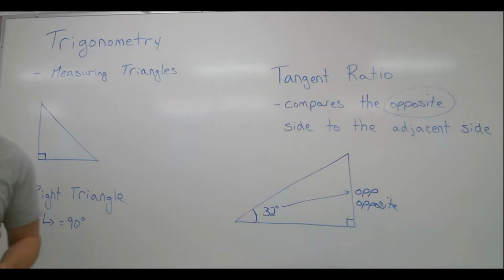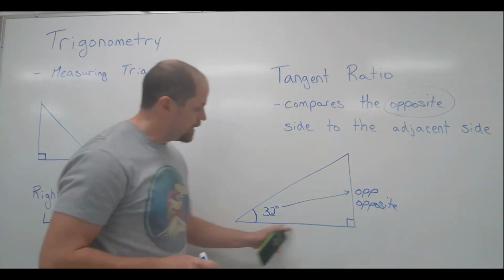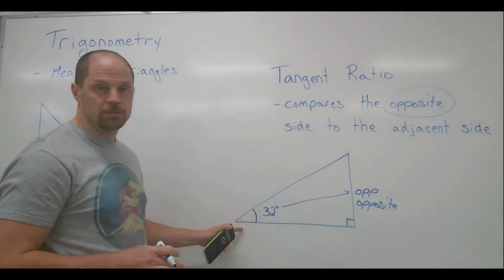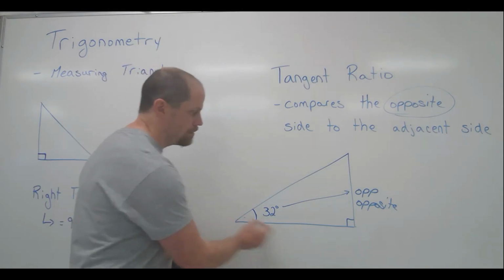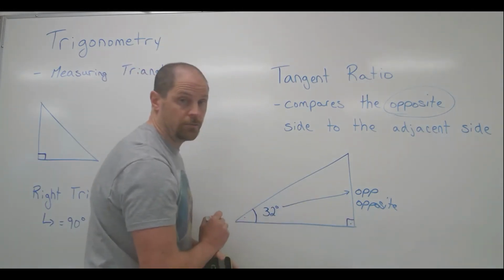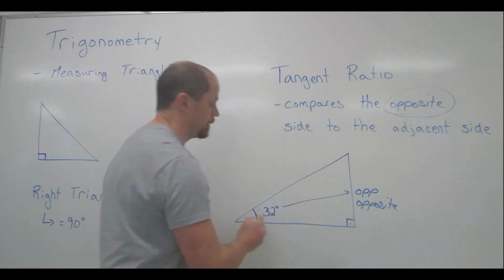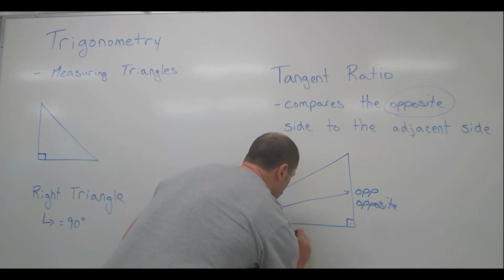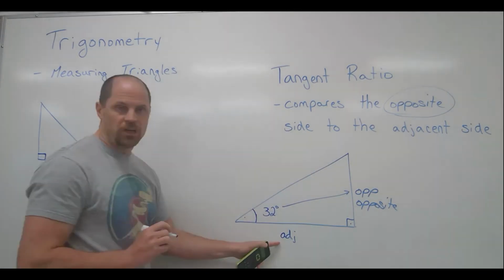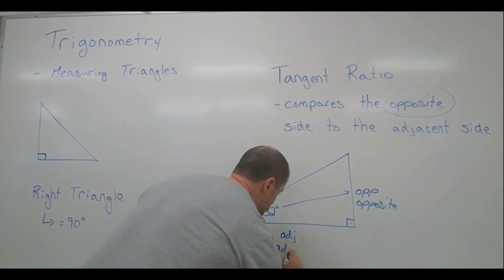The adjacent is the side that connects these two angles. It's always connecting the chosen angle and the 90-degree angle. It's never the slanted one. So you can abbreviate it ADJ or write adjacent.